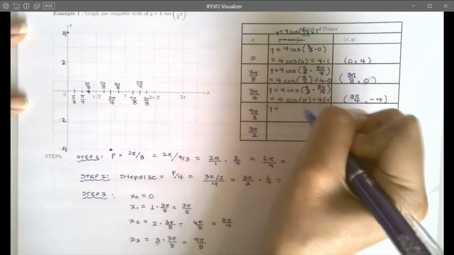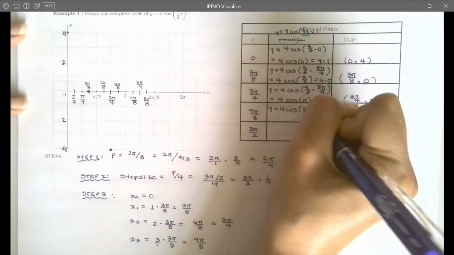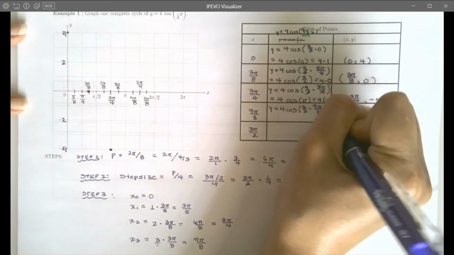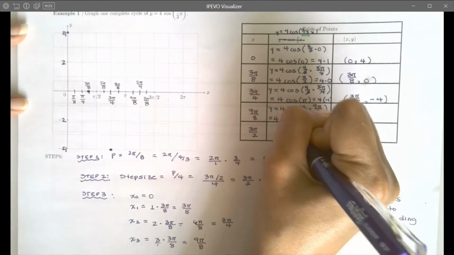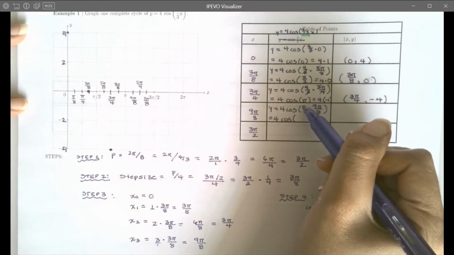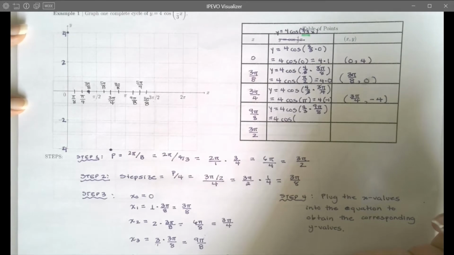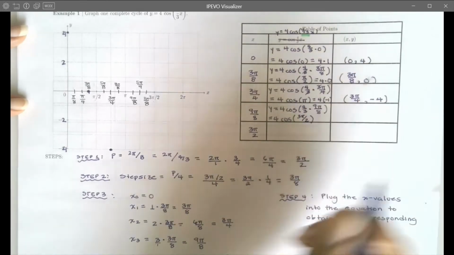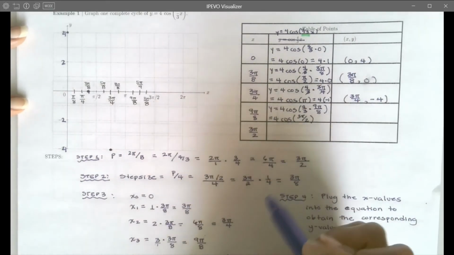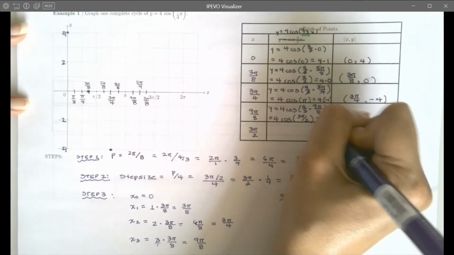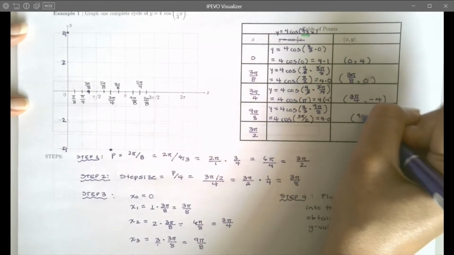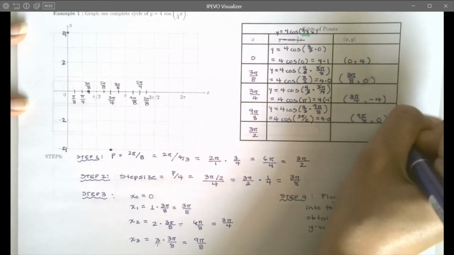Alright, y equals 4 times cosine of 4/3 times 9 pi over 8. This is going to become a 4 times cosine of, the 4 and the 8 are going to reduce down to a 2, and the 3 and the 9 are going to reduce down to a 3. So we'll end up with a 3 pi over 2. Now cosine of 3 pi over 2, that's 0. So 4 times 0 will be, in the end, 0. That means we have 9 pi over 8, comma 0.